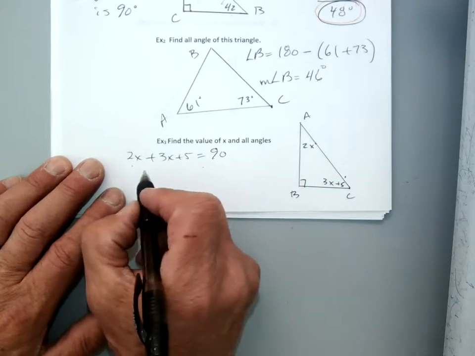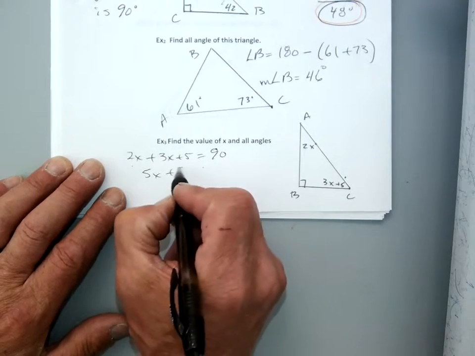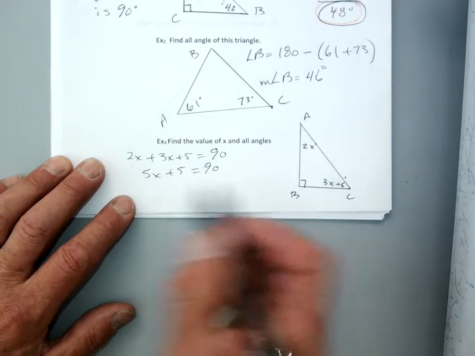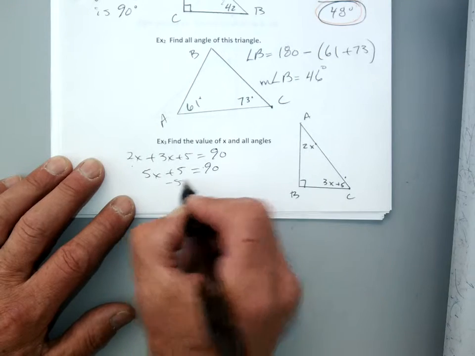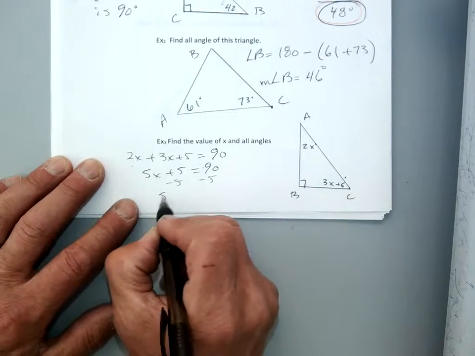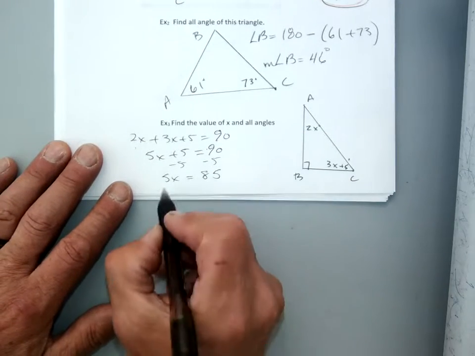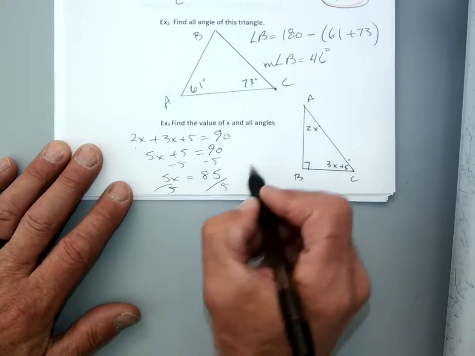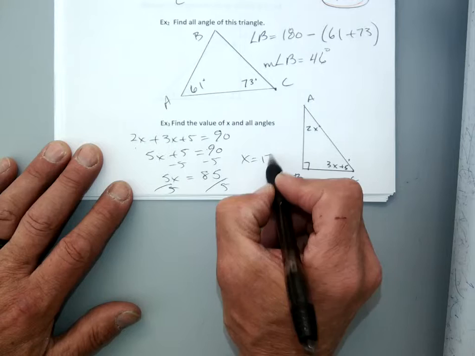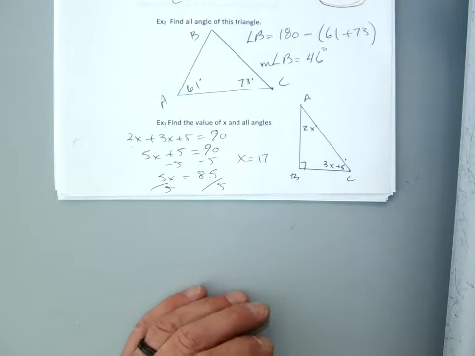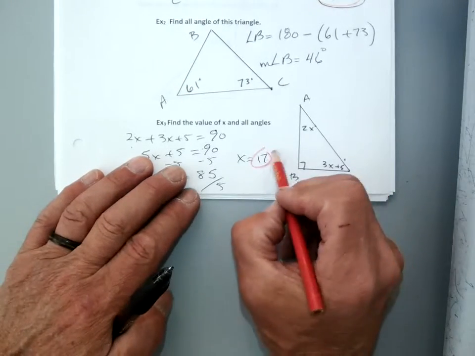2x plus 3x is 5x plus 5 equals 90. Subtract 5, minus 5, minus 5. 5x equals 85. Divide by 5, divide by 5. X is 17. Am I going too fast? Okay. Isaac's right. If I know this is 17, let's plug it in.